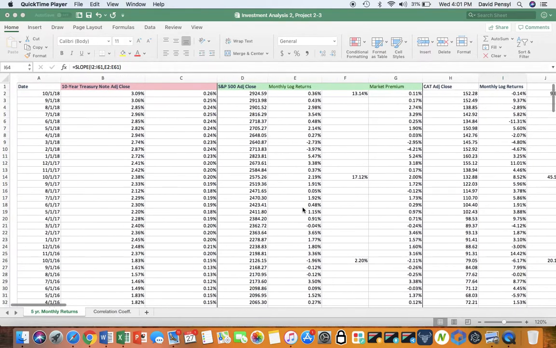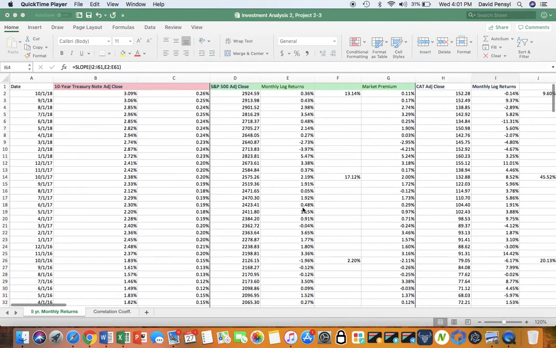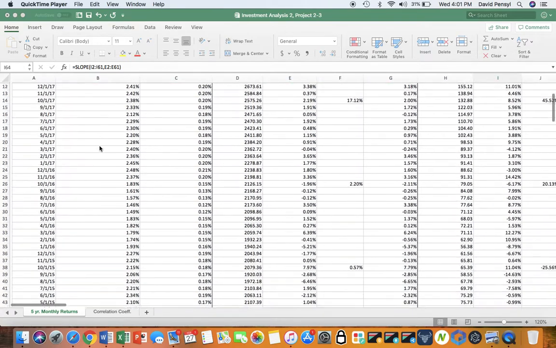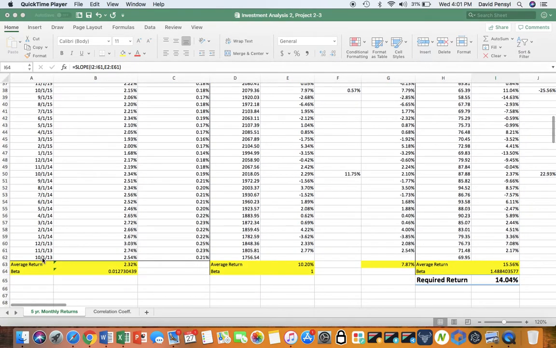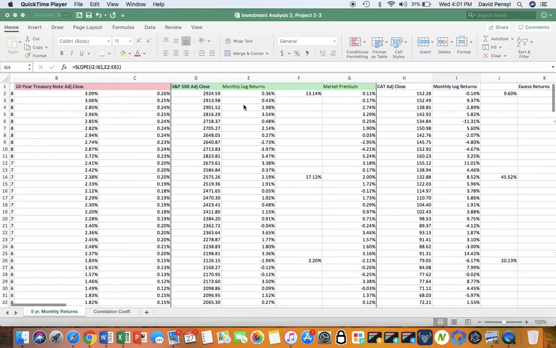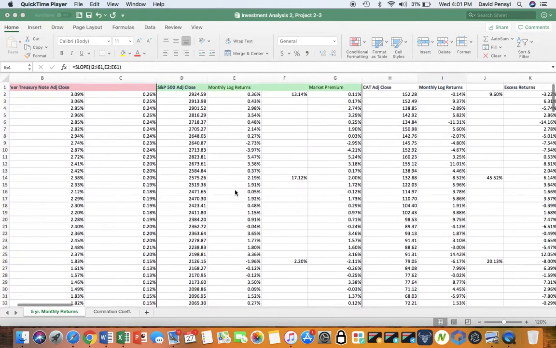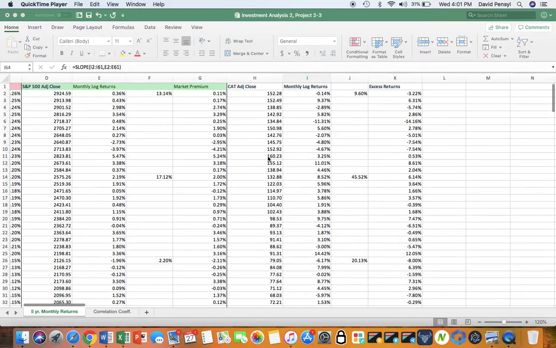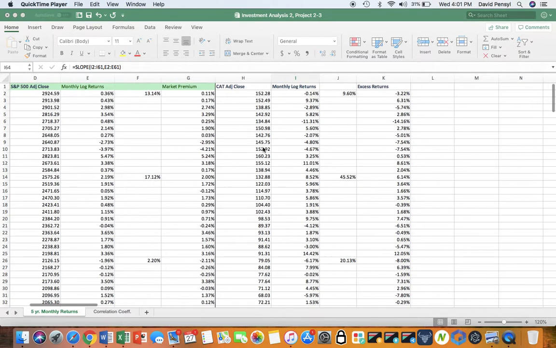How I've laid out this Excel sheet to show you this is, I've taken the time span from October of 2013 to October of 2018. I found the 10-year Treasury note adjusted closes, these are the yields, and averaged those out. Found the S&P 500 adjusted closes over this 5-year time span and averaged out those returns, and then found the same thing for the stock that we want to use as an example, Caterpillar.